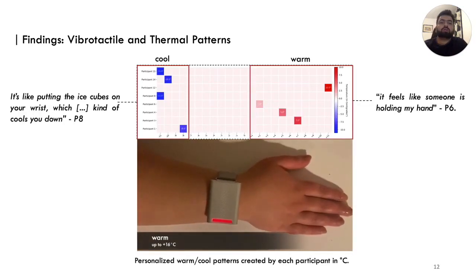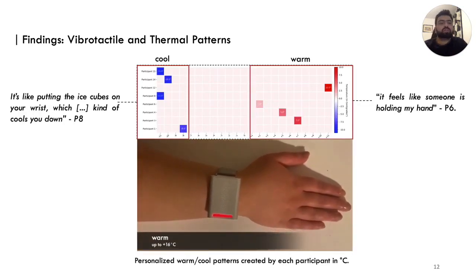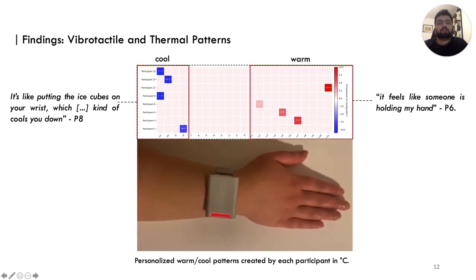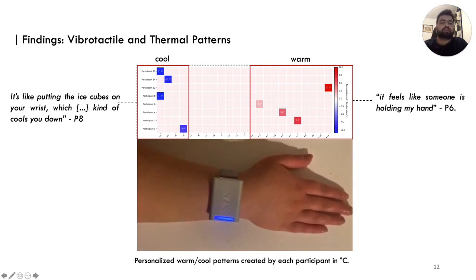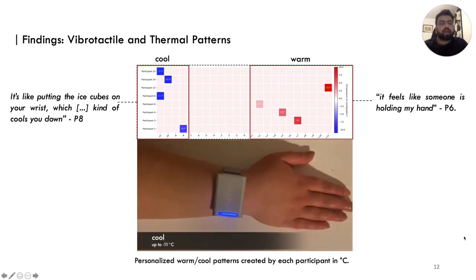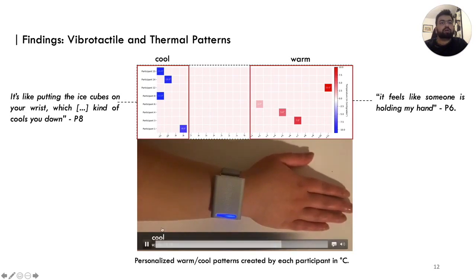The thermal actuator allowed people to create warm up to 16 degrees and cool down to minus 11 degrees. Half of the participants chose thermal patterns by increasing the temperature by 2, 5, 7 and 10 degrees. Interestingly, all participants choosing higher temperature referred to heat as warmth and did not go beyond 10 degrees, as it felt hot. They found the feeling of warmth comforting. Participants 4 and 6 related the feeling of warmth to human touch, as if someone is holding my hand.